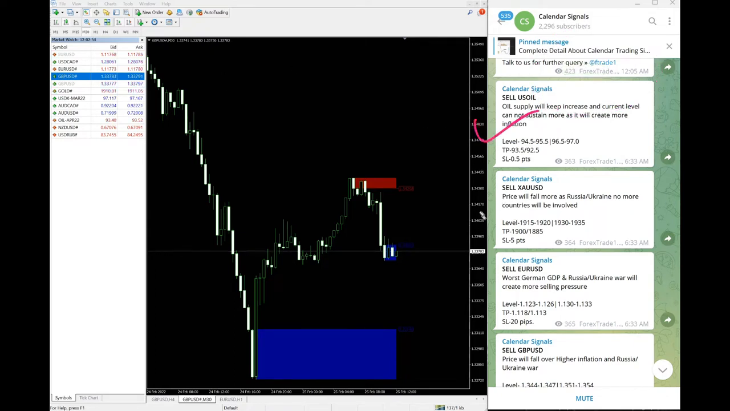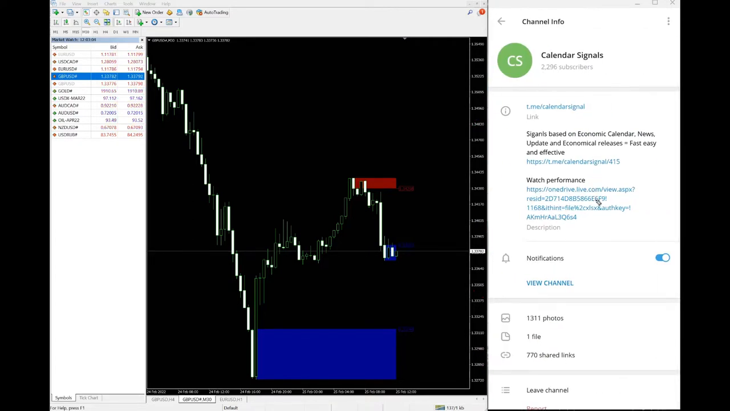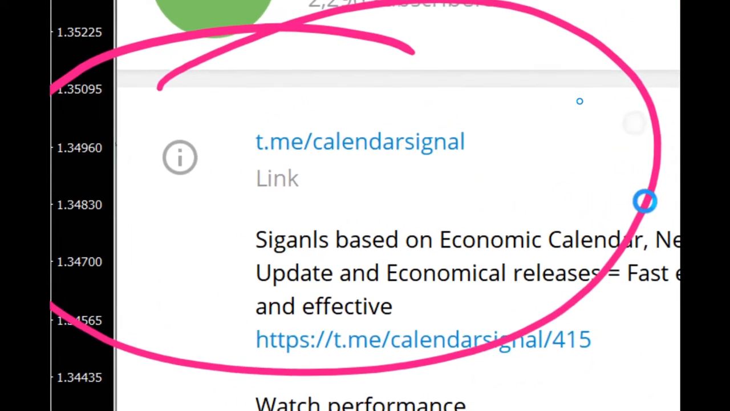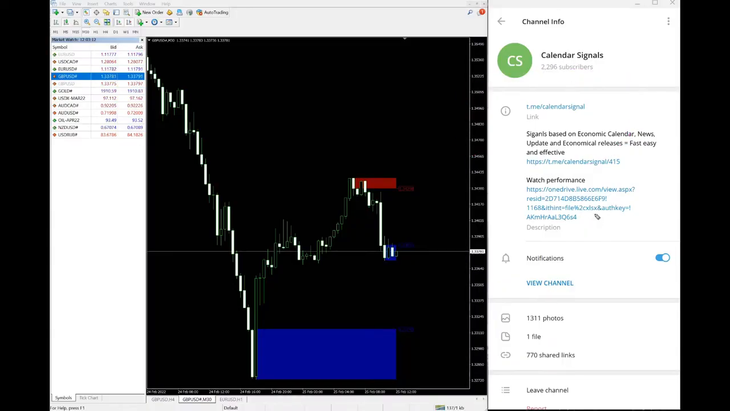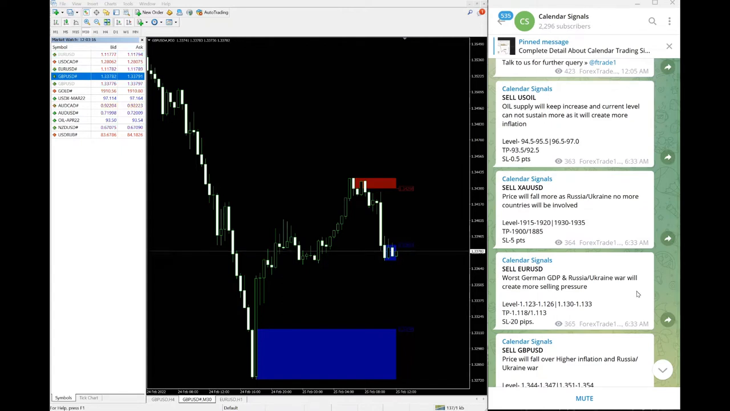Sell USOIL, sell XAUUSD, which is sell gold, then sell EURUSD and sell GBPUSD, and all these signals are posted on our free Telegram channel, which is t.me/calendar signal. This is our free channel. This is where we are giving these signals. Of course, we have paid service as well.